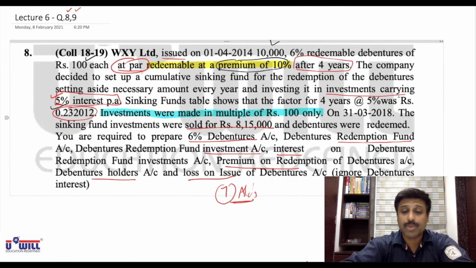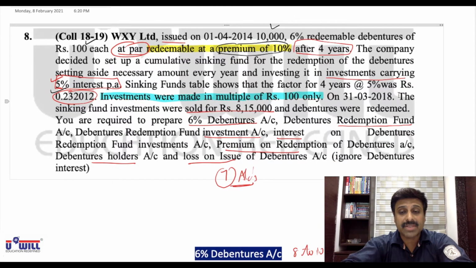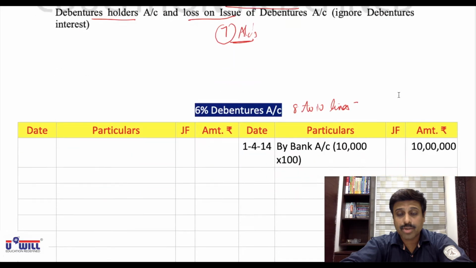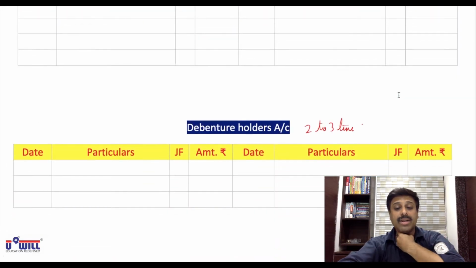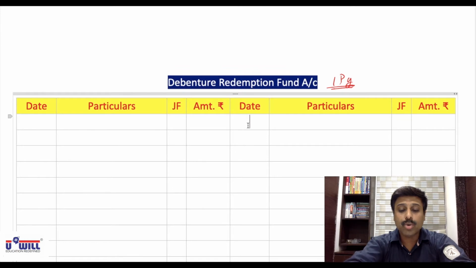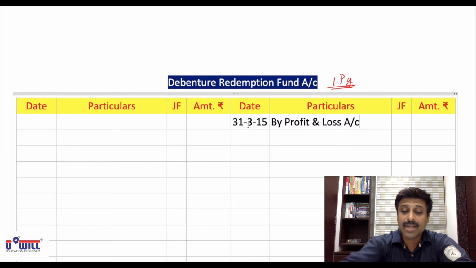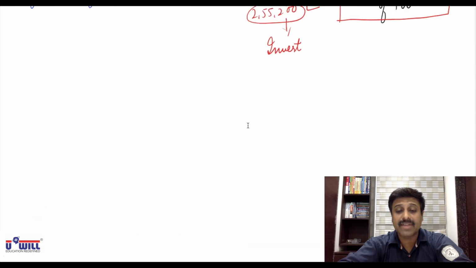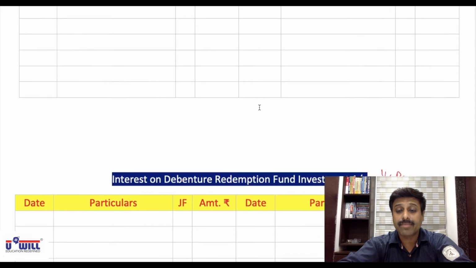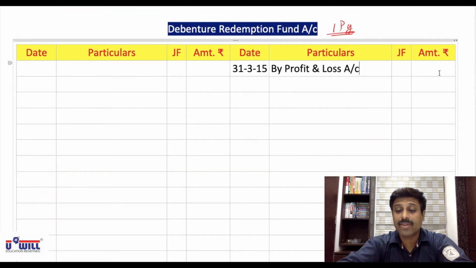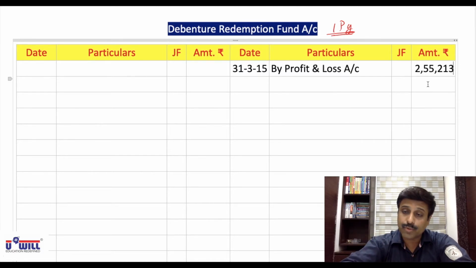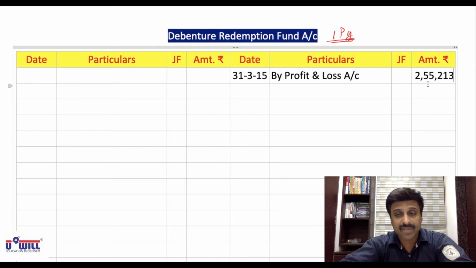Now we start with the redemption process. In the redemption process, 2 steps in first year. Keep aside the funds. To keep aside the funds, the entry is profit and loss account debit to debenture redemption fund account. To debenture redemption fund, so debenture redemption fund on credit side 31/3/15 end of the year by profit and loss account. And as we calculated at the bottom, what funds we are going to keep aside every year? 255,213. Okay, as we calculated 255,213. Remember, investment will be done of 200, but keeping aside we have to keep aside 255,213 only. So first entry of redemption step is done.